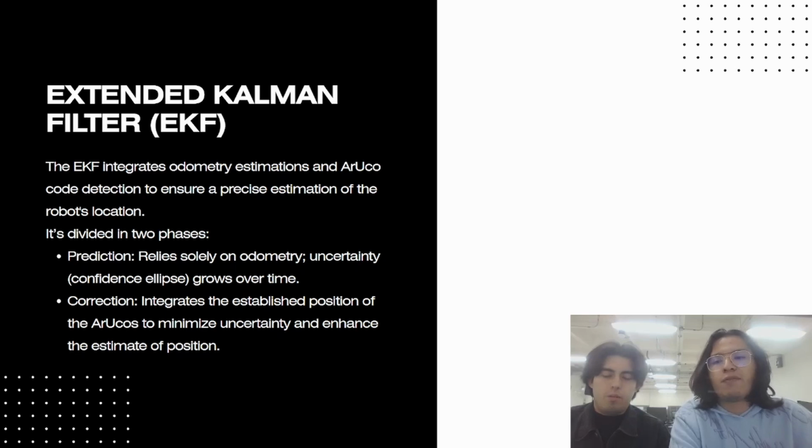divided into two phases. First of all, the prediction. It relies solely on the odometry and the data collected from the wheels, and also the uncertainty grows a lot over time, so that you know a rough estimate of where the robot is actually positioned. And the correction: it extracts the established position of the ArUcos and other metrics to minimize the error between the real robot and the estimated robot.